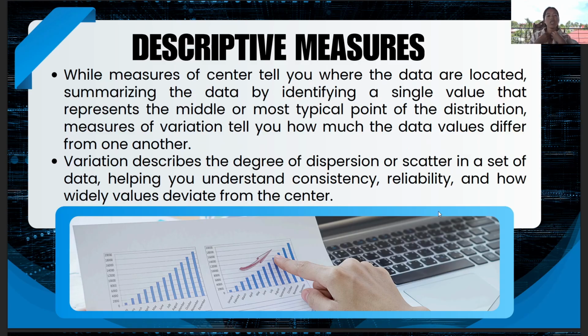These are the range, variance, and standard deviation. So in descriptive measures, while measures of center tell you where the data are located, summarizing the data by identifying a single value that represents the middle or most typical point of the distribution, measures of variation tell you how much the data values differ from one another. And variation describes the degree of dispersion or scatter in a set of data, helping you understand consistency, reliability, and how widely values deviate from the center. Like, for example, it is really skewed to the left or skewed to the right. That depends on the data.